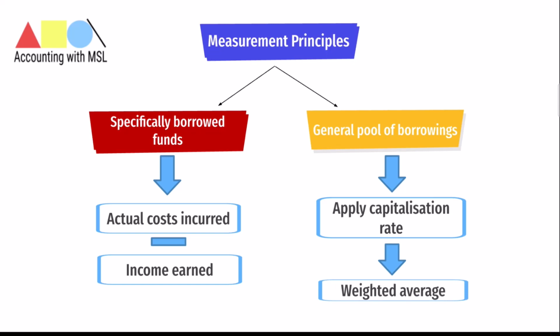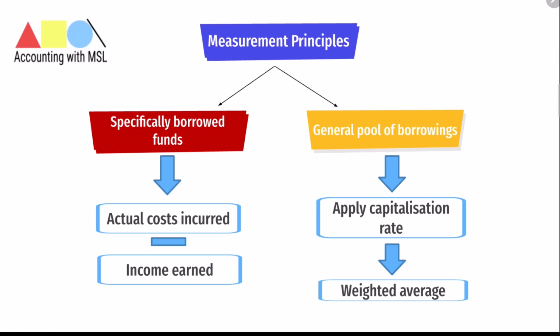So if you have one loan or more than one loan, two loans, three loans, four loans, any amount of loans, then in that case, the weighted average interest rate of all the pool of loans is what you use to compute the borrowing cost to be capitalized as part of the cost of the asset.